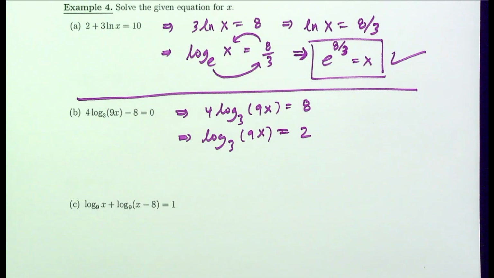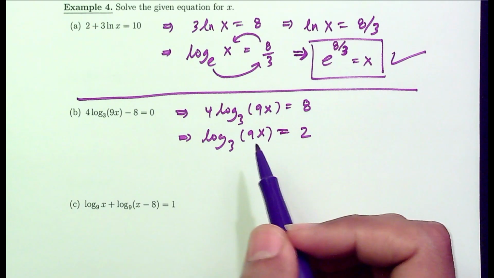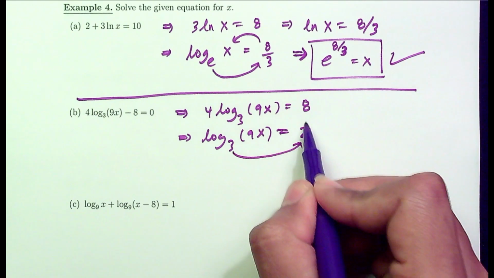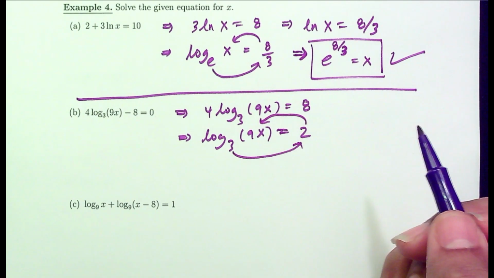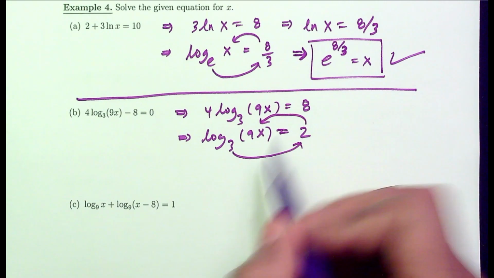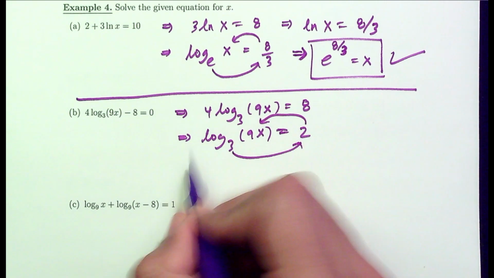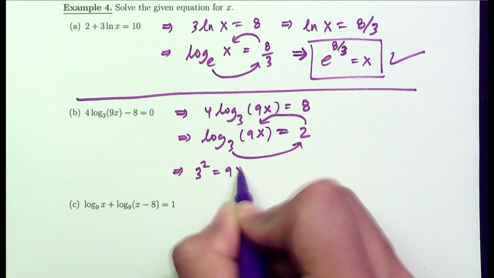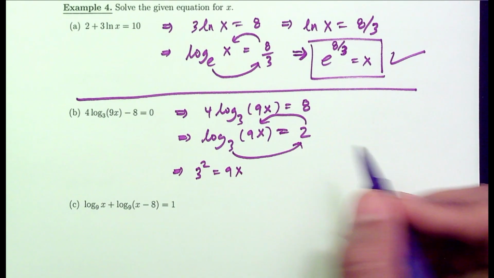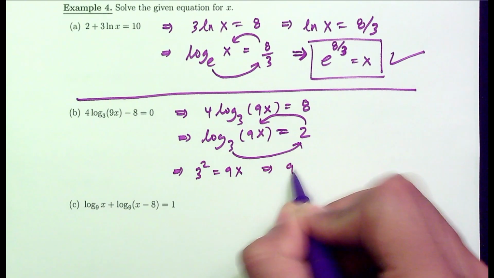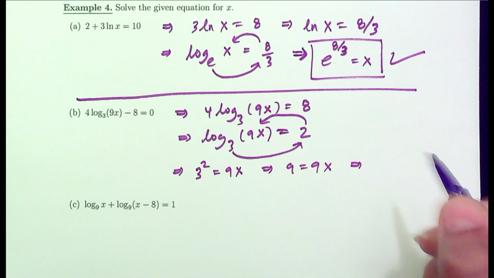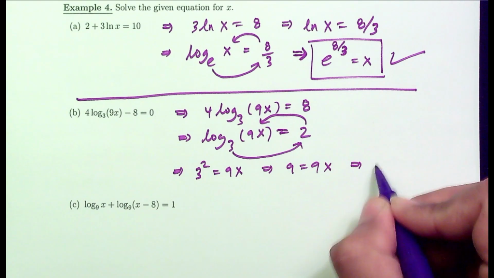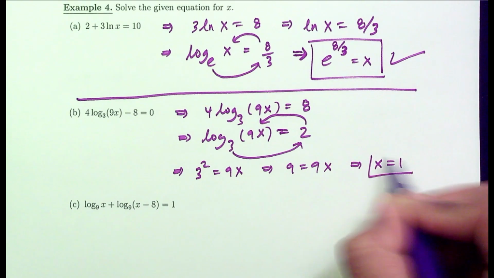Finally, we can apply the diagram now that I have the logarithm all by itself. The diagram tells me that 3 to the 2 equals that thing that is inside the logarithm, 9x. 3 to the 2 equals 9x. Now, 3 to the 2 is 9, so you get 9 equals 9x. And if 9 equals 9x, that means that x has to be 1, dividing both sides by 9. So x has to be equal to 1.